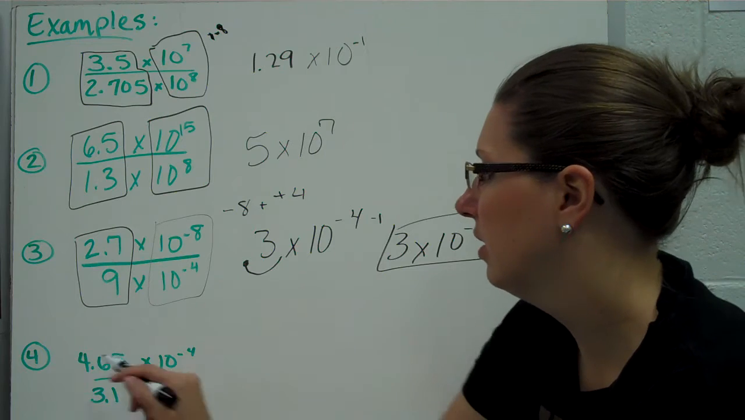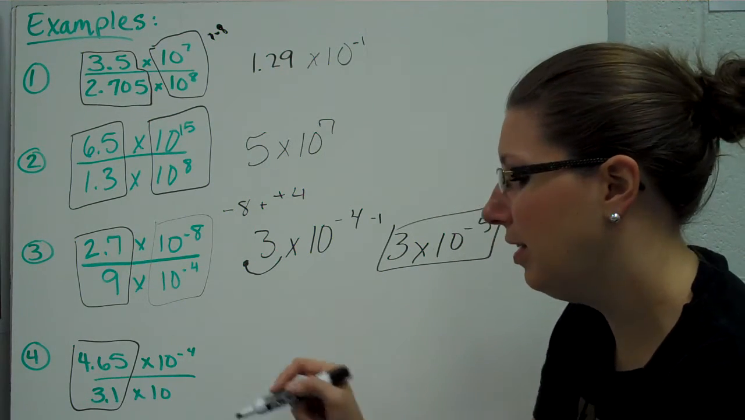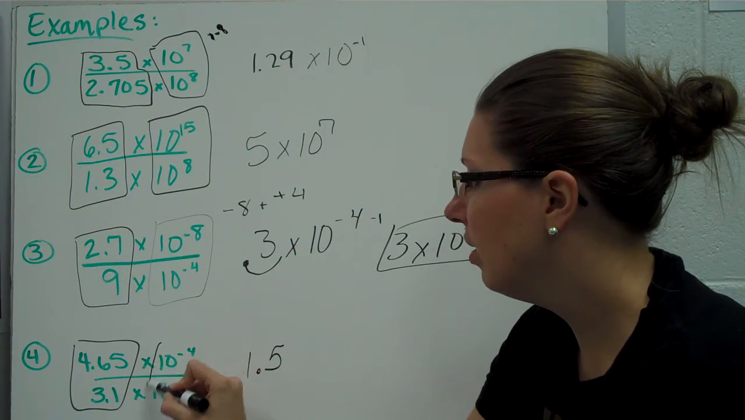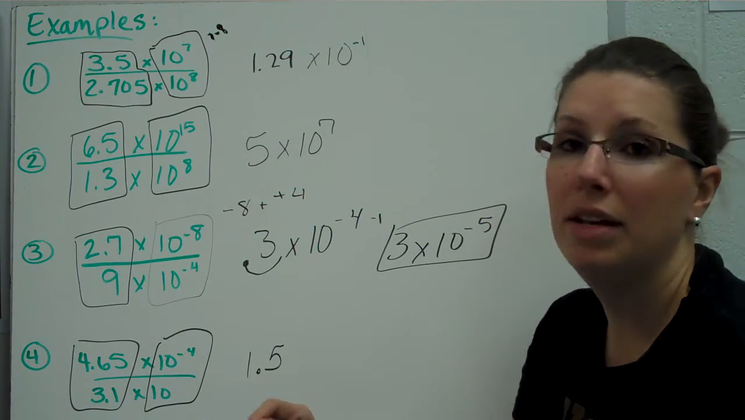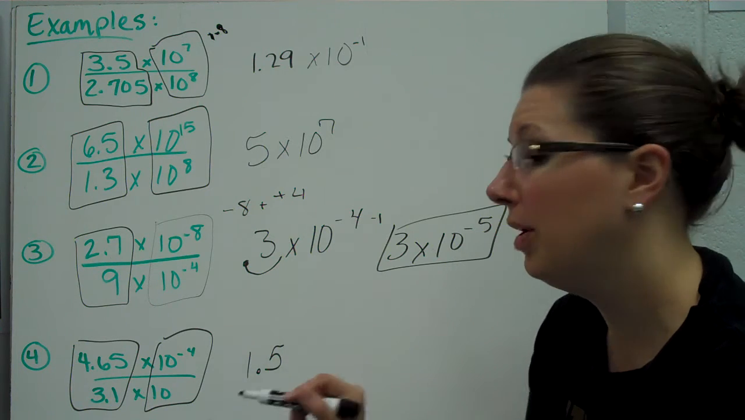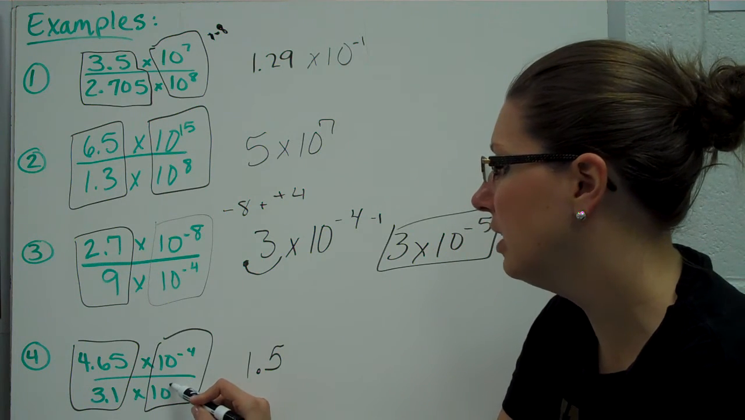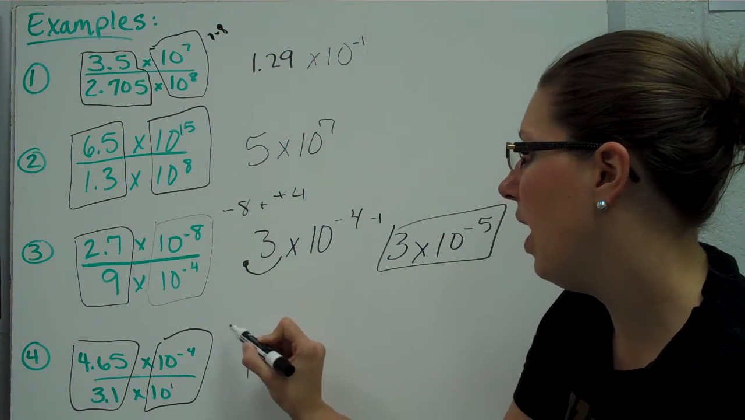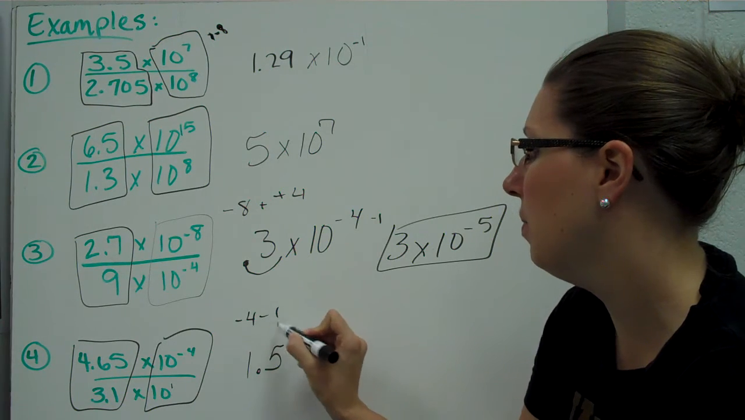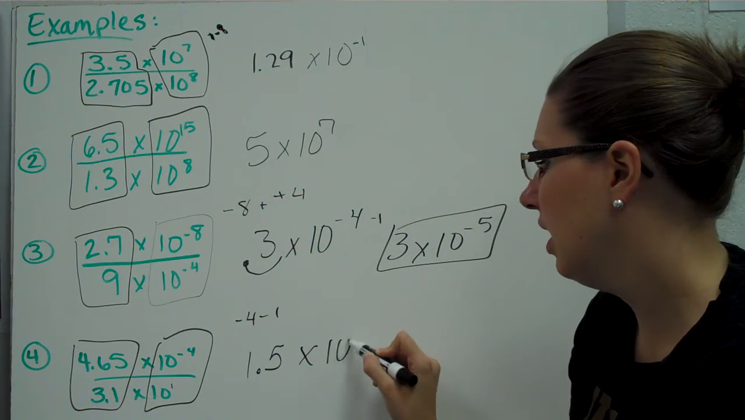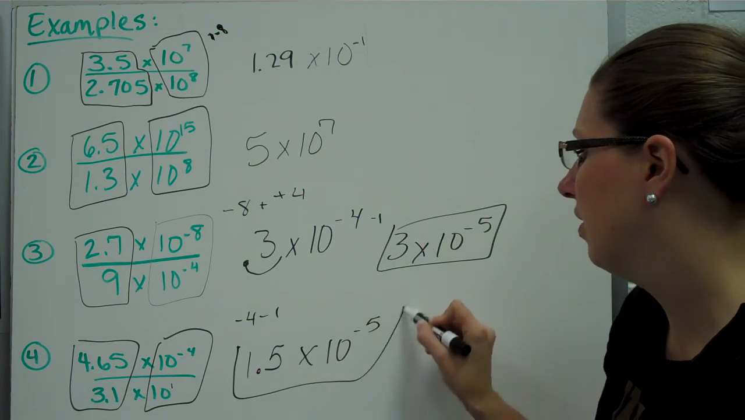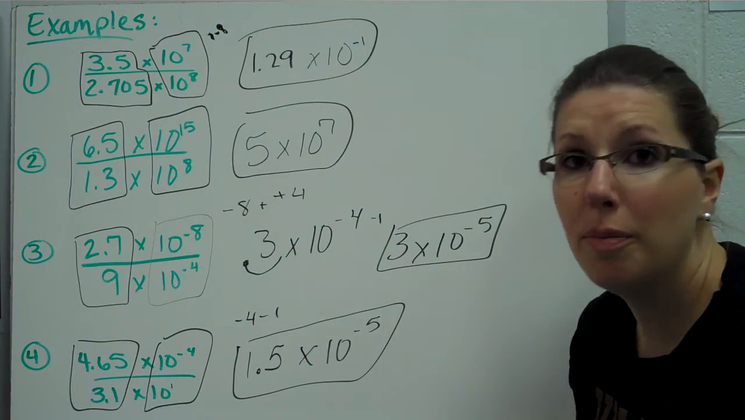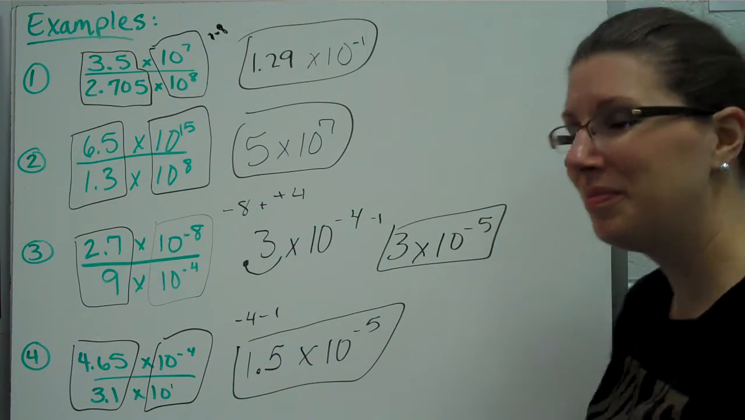Number 4 down here, again, we just divide those numbers using our calculator and we get 1.5. And then we've got to divide these powers. Like in number 3, before on the previous slide, it said any number that does not have an exponent, it's understood that their exponent is 1. So I have -4, and I'm going to take away 1. That's going to be -5. And there we go. We've got all of our answers here. Does your paper match ours? Hope so.